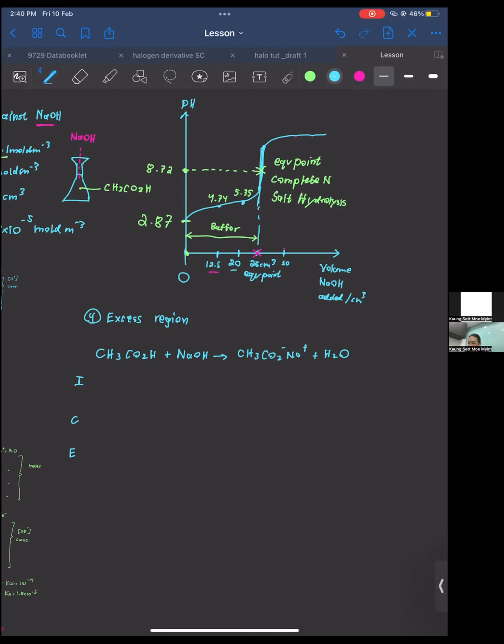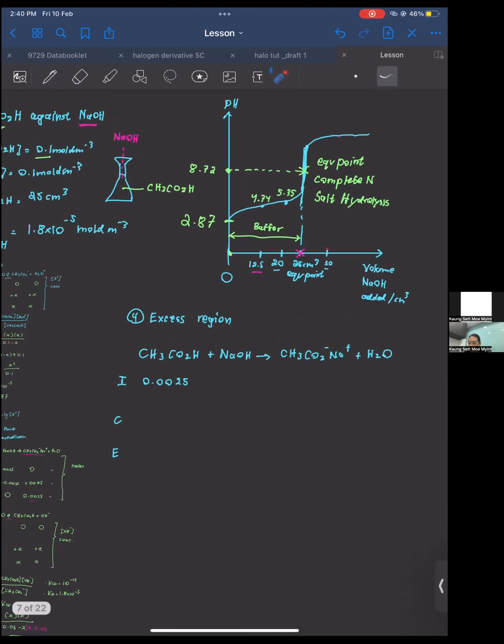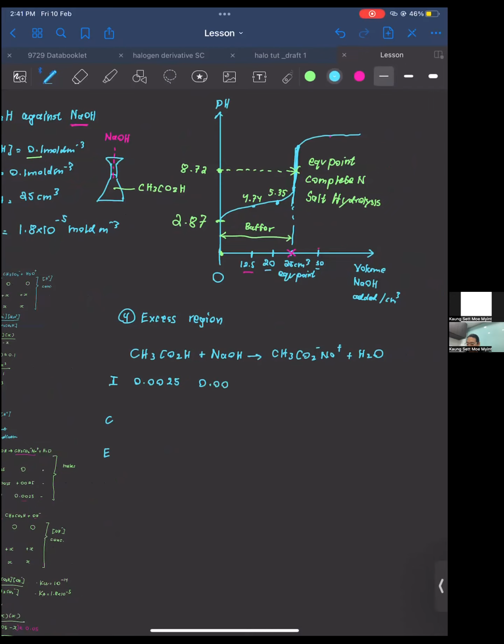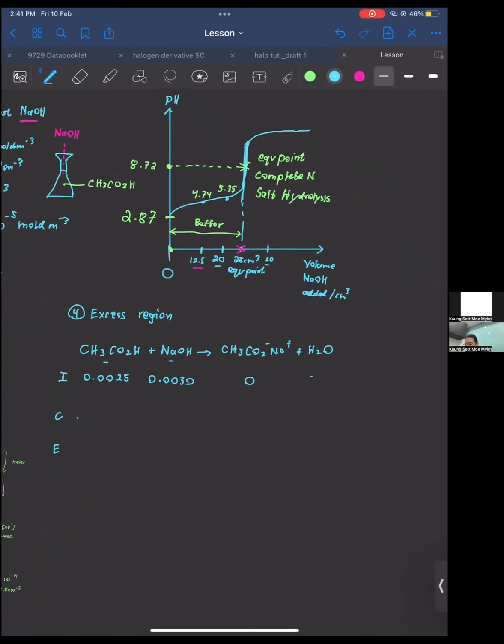Okay, so we are going to put in the values. Ethanoic acid is always going to start out at 0.0025. At 30 cm cube, we are going to calculate how many moles of NaOH that is. So remember, it's 30 cm cube at 0.1 moles per dm cube. So I will calculate that, and that will give us 0.0030. And you can immediately see that ethanoic acid is now the limiting reagent. So now the ethanoic acid is going to react. And that means this is minus 0.0025, minus 0.0025, plus 0.0025.